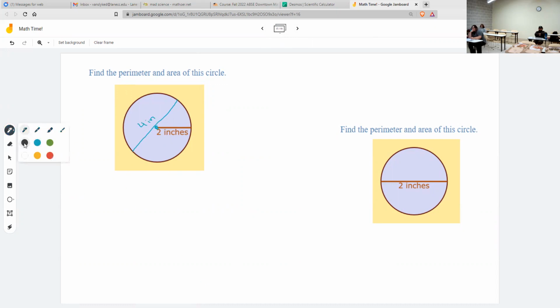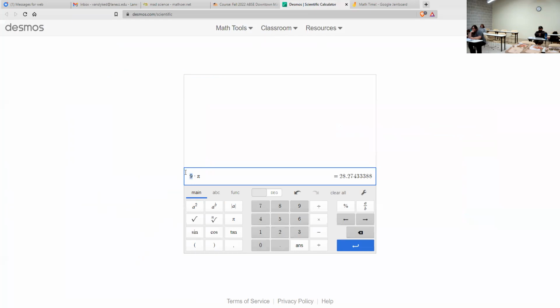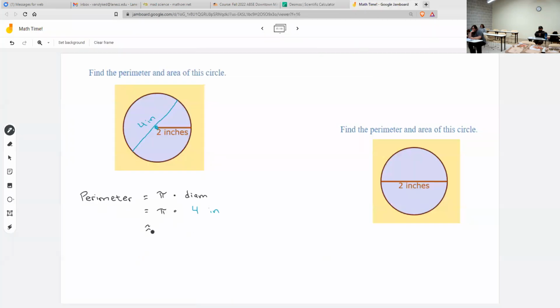Okay, so perimeter is pi times which thing? Pi times the diameter. So pi times that 4, which is about however much 4 pi's are. 12.6. Is this inches or square inches? Just plain inches. We're walking around the outside like an ant, so it's just plain inches.